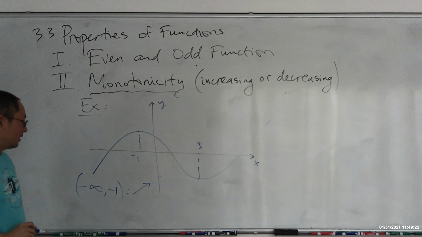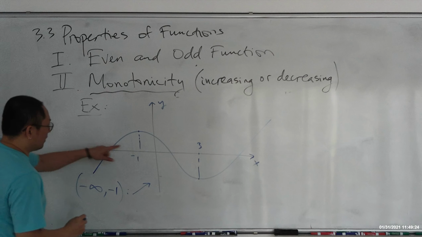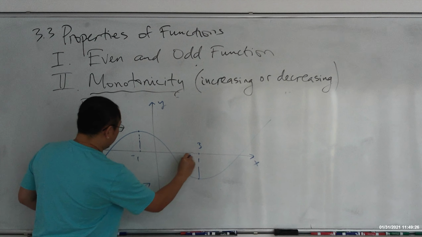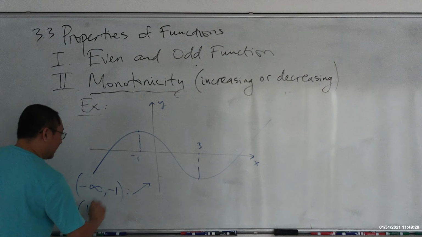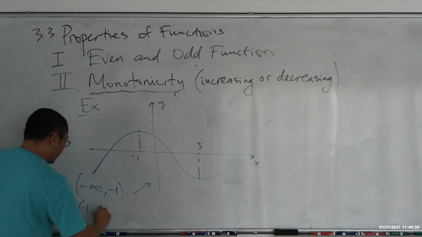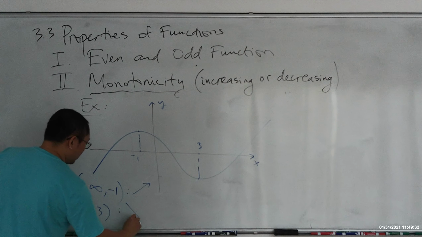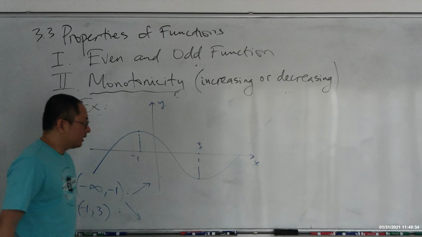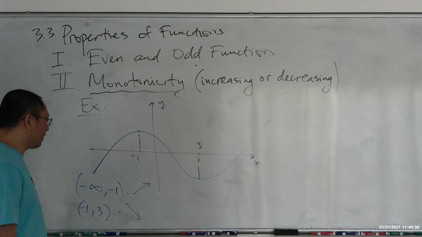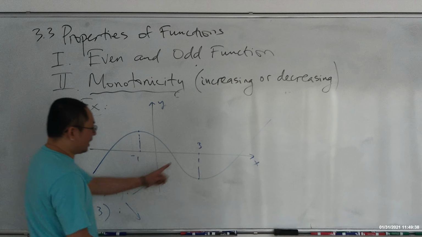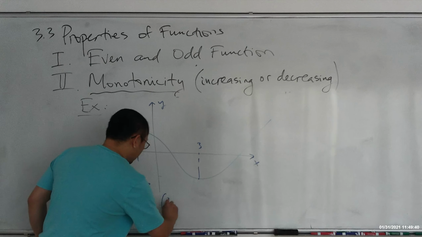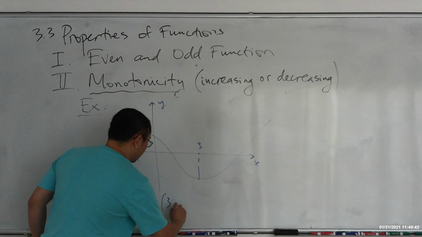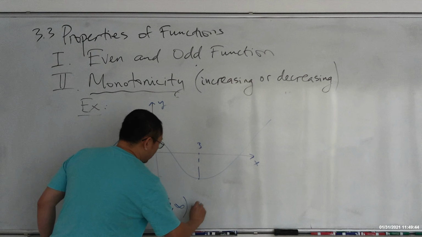This means increasing, okay? Then what? Next, x from -1 to 3. Then the graph is decreasing. It's going down. In other words, the function is decreasing. And then when x goes from 3 to infinity, the graph is going back to increasing.